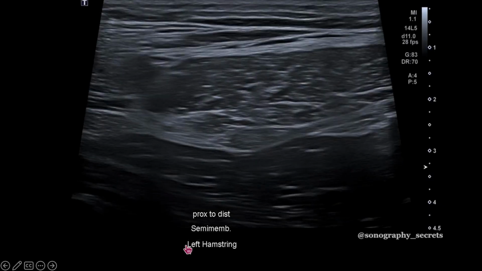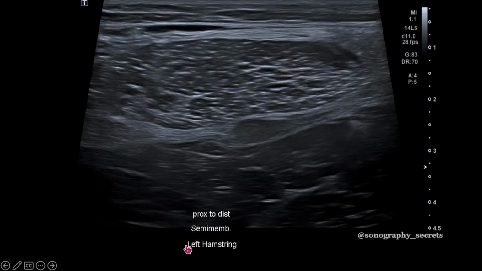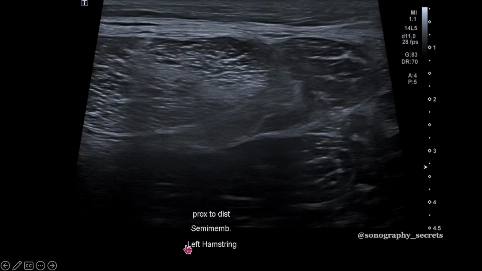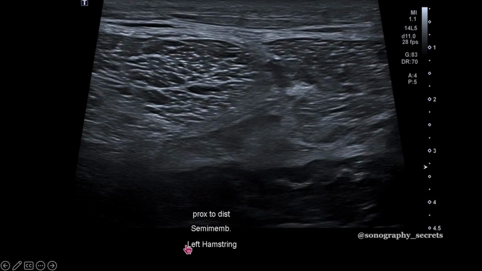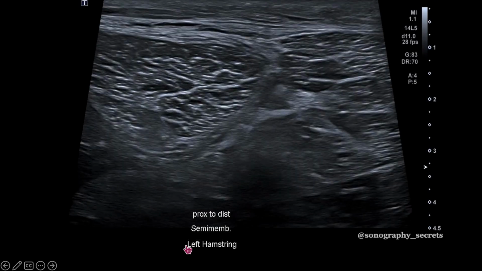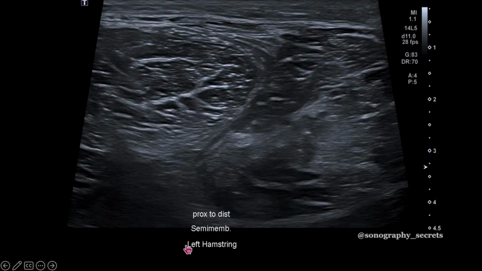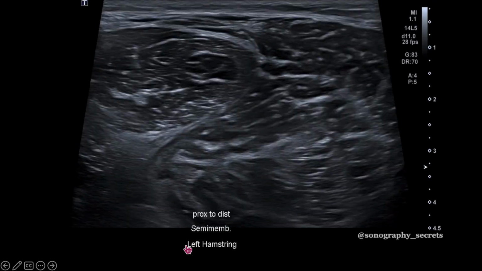So as we scan down, we can see this anisotropic effect because of that detensioned or wavy free tendon. And we can see extensive edema throughout that proximal musculotendinous junction of semimembranosus.